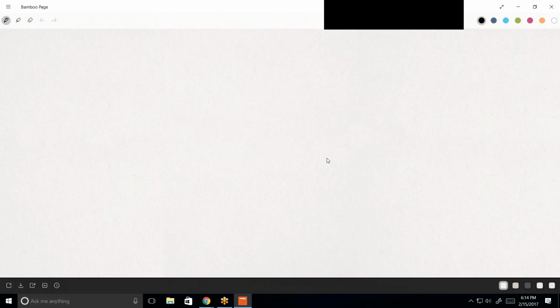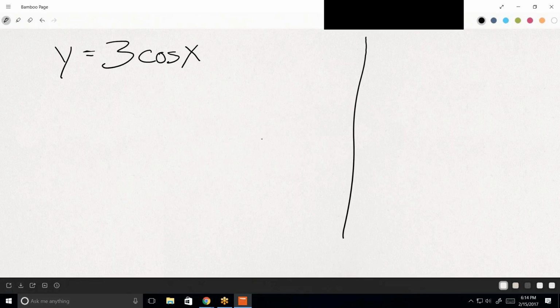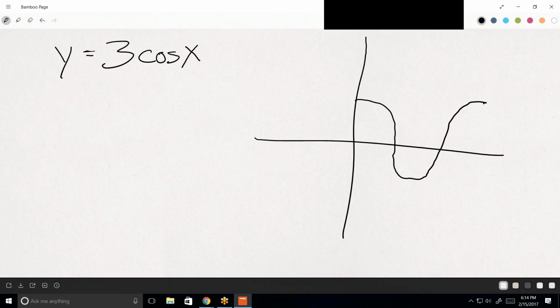So the next ones are graphing. y equals 3 times cosine of x. Here's cosine of x. Hold on.